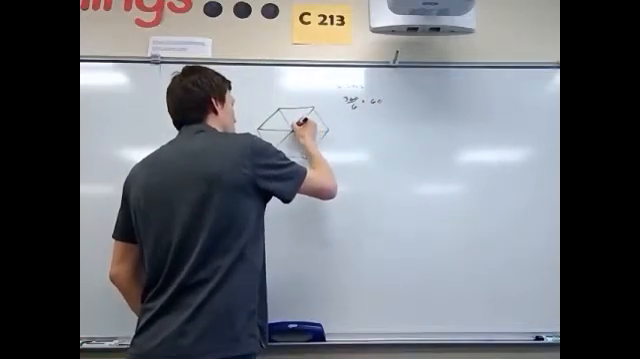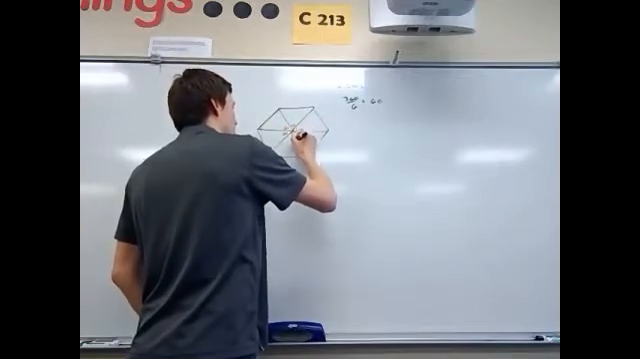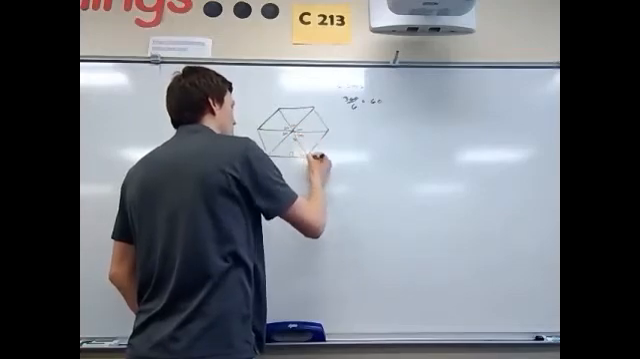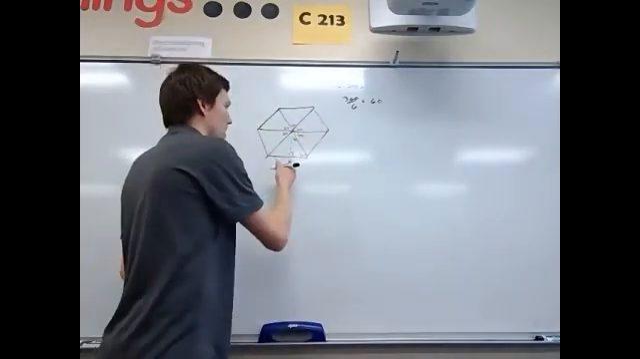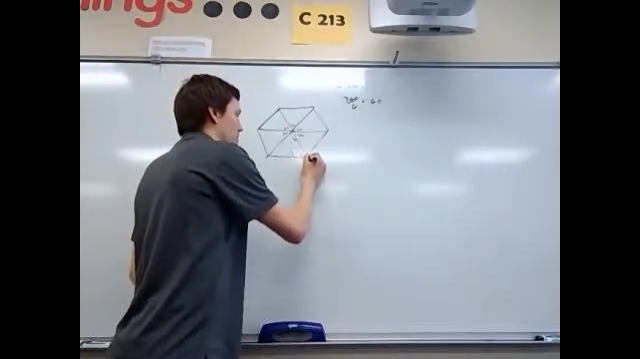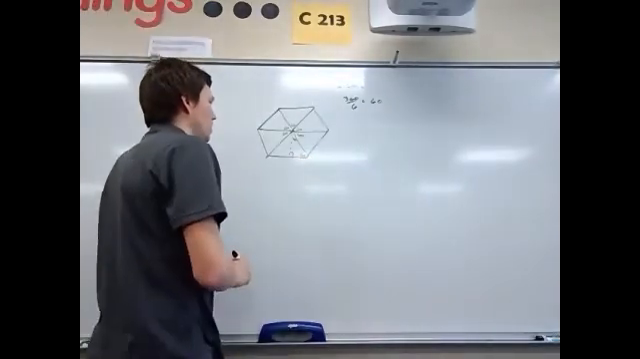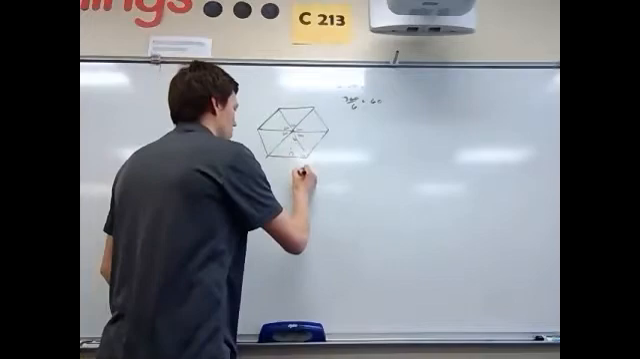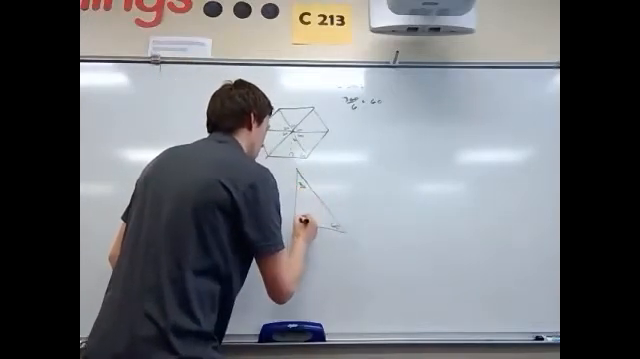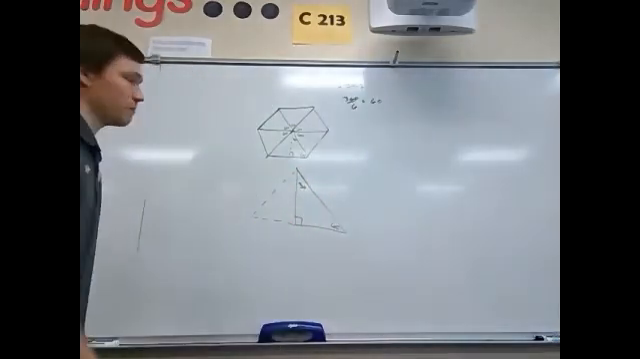So each of these are 60. Now, if this is 60, I draw this down the middle, that makes this 30, that makes this 60, because that's 90, because all the angles in a triangle have to add up to 180, remember. Okay, so on this one, I'm looking at a triangle that looks like this. And then I'm going to find the area of that whole triangle right there.